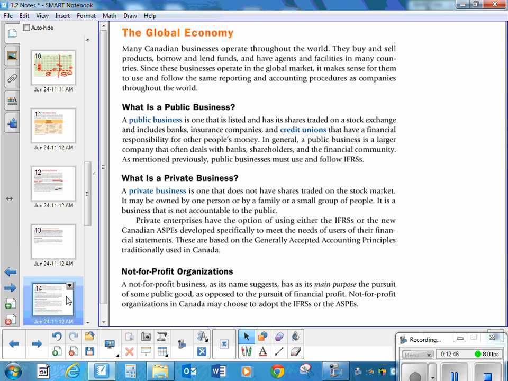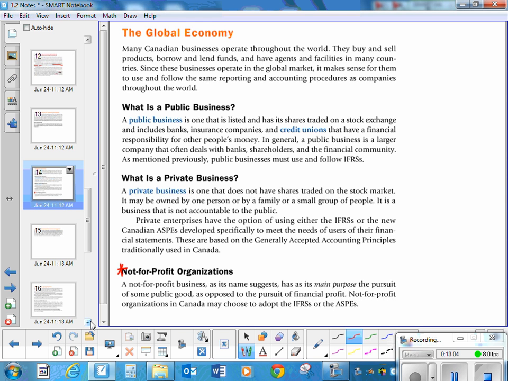Okay, so I've talked about public businesses and private businesses already. Non-profit organizations are things like charities, schools. They operate without the purpose of wanting to make money. And they actually have a few tax breaks and different rules that they can follow as well.